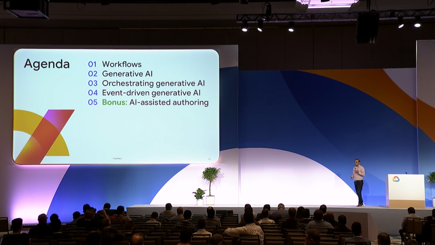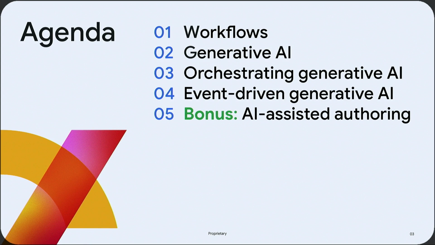Then we'll do a little bit of introduction to generative AI. Again, I don't need to explain a lot to you about generative AI. There's a lot of generative AI stuff here today at Next. But I want to look at generative AI from an application developer's perspective, what it means to use generative AI as an application developer. From there, we'll get into orchestrating generative AI with workflows. So how you can call and orchestrate generative AI from workflows, and what are some advantages of doing so.